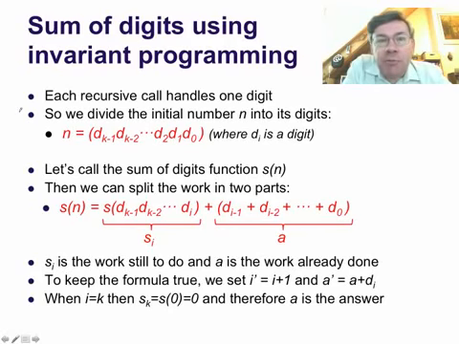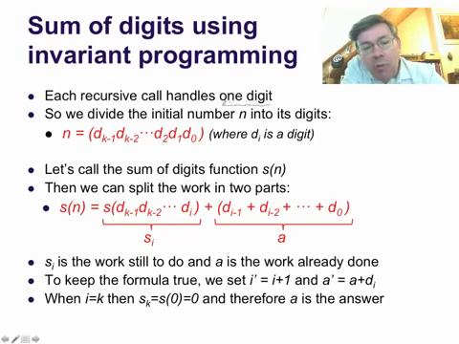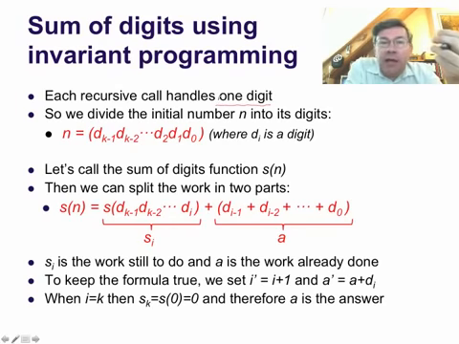Now let's see how to use the principle of communicating bases with the sum of digits function. Now that we did it for factorial, we get back to sum of digits. In sum of digits, we notice that each recursive call will handle one digit. So the idea is to split the work into pieces where each piece corresponds to one digit.